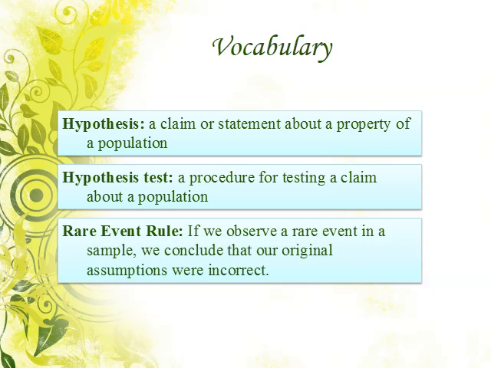The rare event rule is something we've come across several times so far. It says that if we observe a rare event in a sample, we conclude that our original assumptions were incorrect. So for example, if we assume that for some procedure we will get a higher than 50% chance of having a girl versus a boy in a birth, and we test that with some sample data, if we get a lot of girls that would otherwise be unlikely or rare, we can assume that our original assumption, or our original hypothesis, was incorrect.